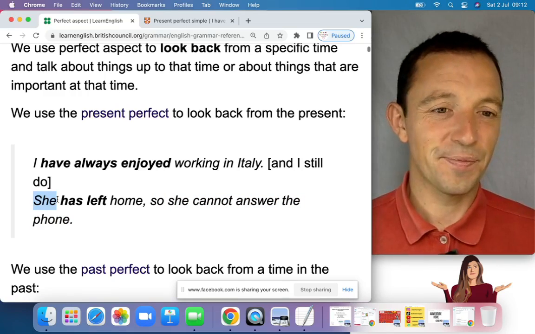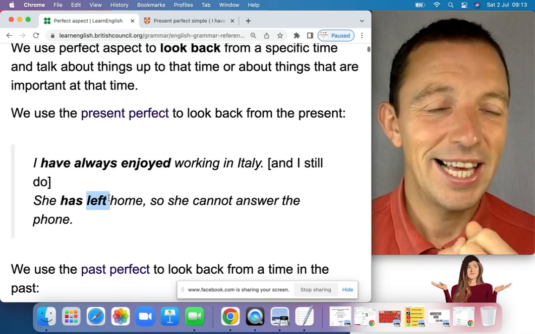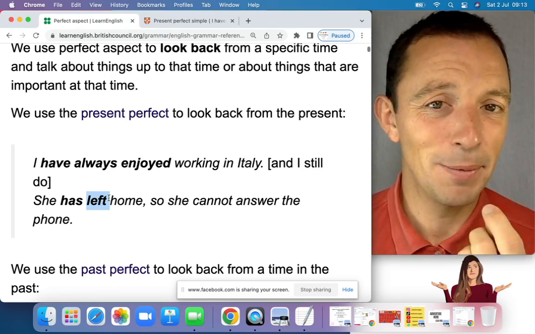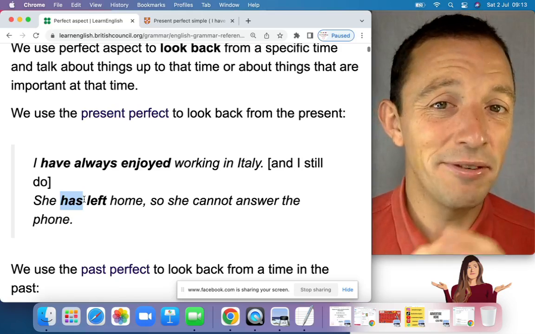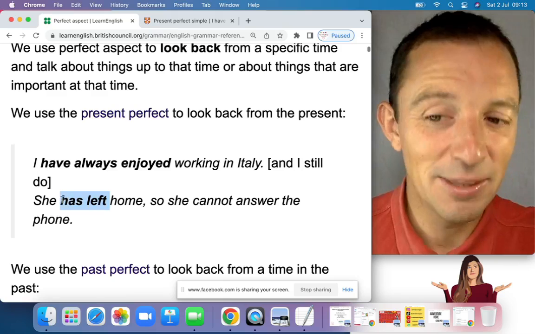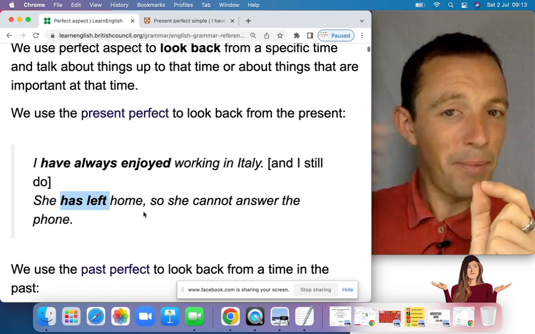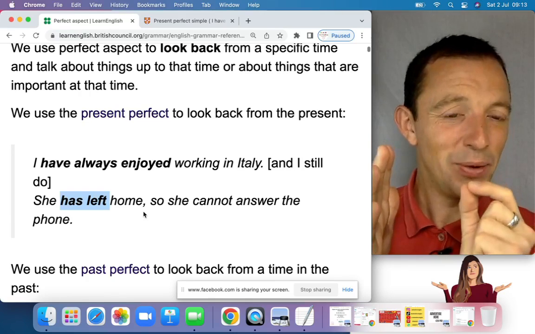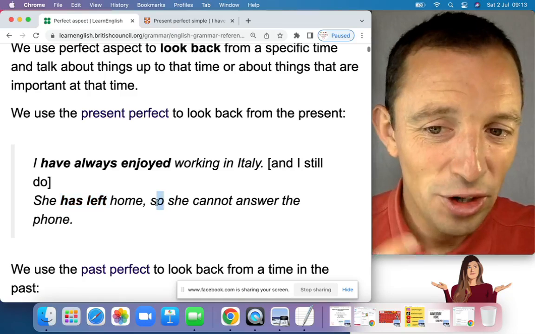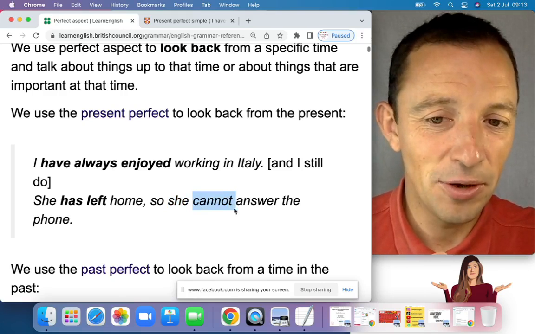Subject, she. The verb to leave, to depart, in the participle is left. Leave, left, left. So this is the third column and the participle plus the auxiliary verb to have in the present. She has left. This is the present perfect and you're in the perspective of the present, but you're looking back at the past. So it's connected to the present, but really it also happened in the past. Therefore, so, she, subject, cannot answer the phone.